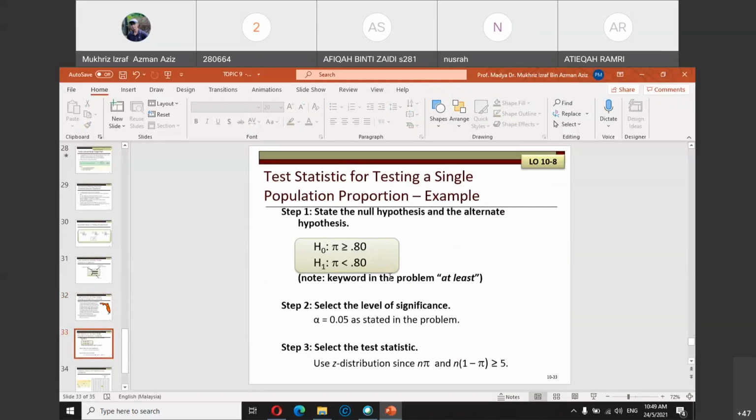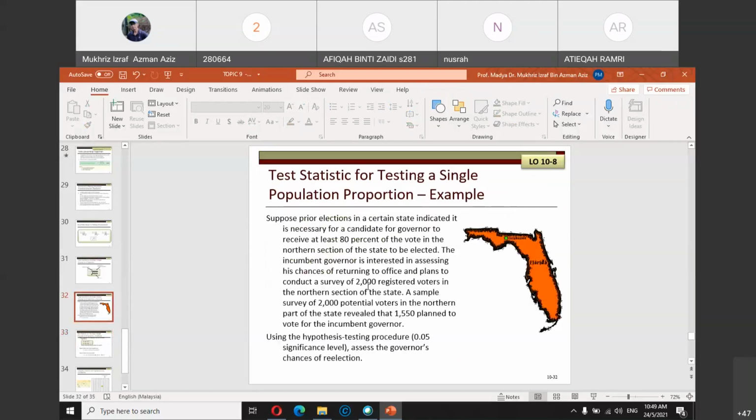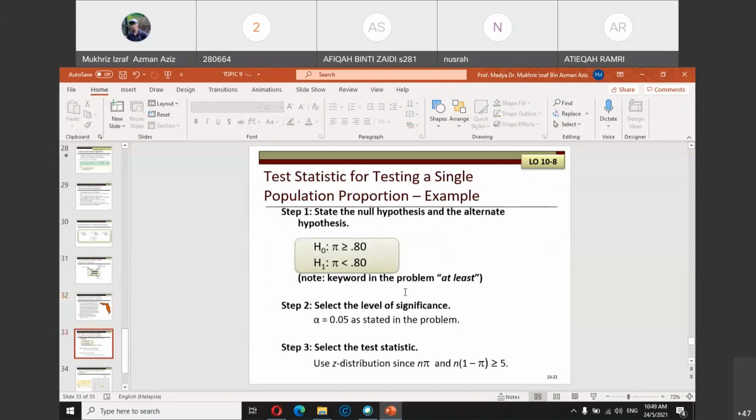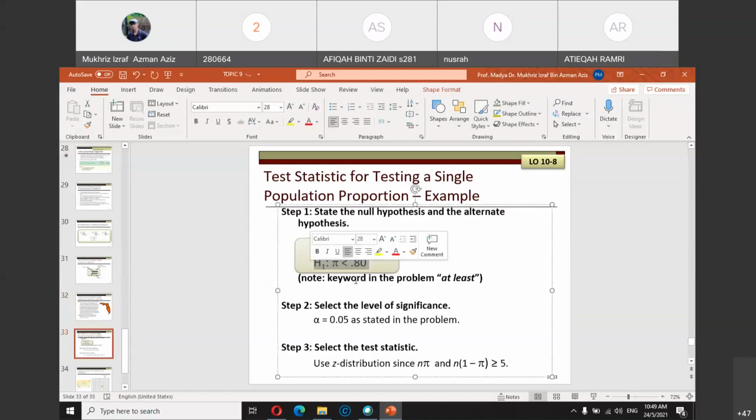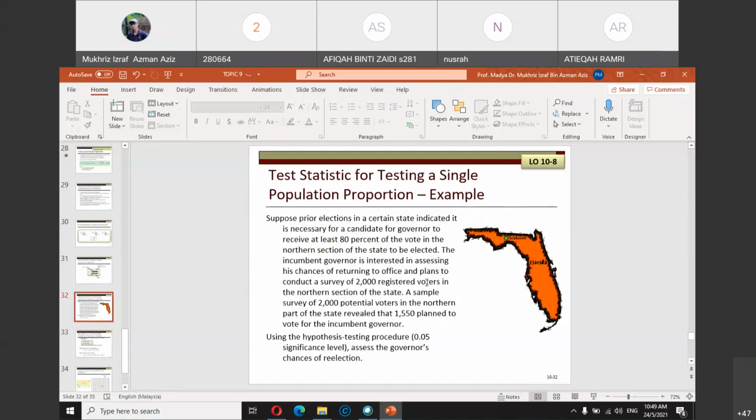Okay, but never mind. In your exercise or in your assignment, it should be more straightforward, because the way they construct the H1 is less than. For me it should be more than, because if the governor were to be re-elected, he should get more than 80% of the vote. But never mind, I just want to focus on how you do the testing.